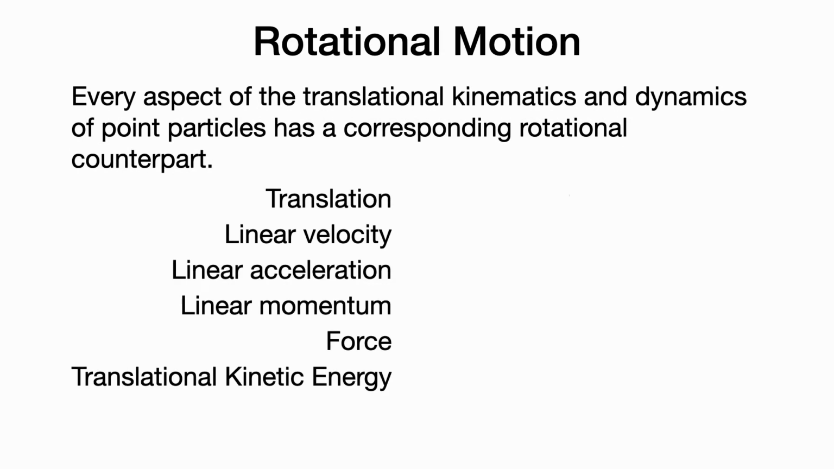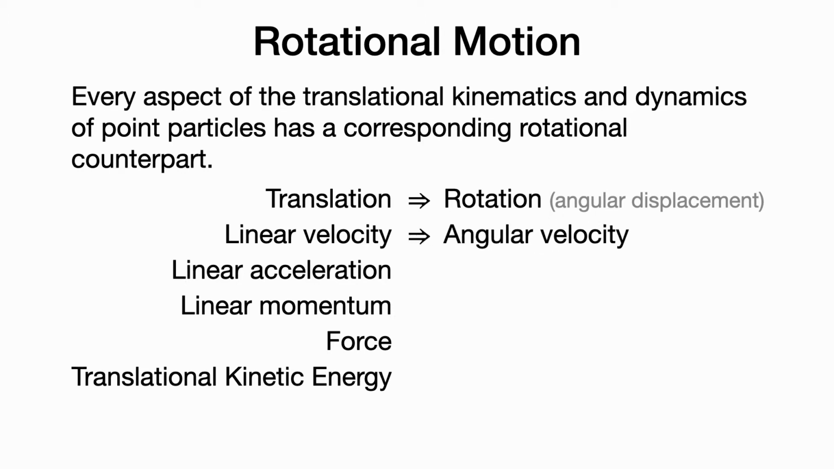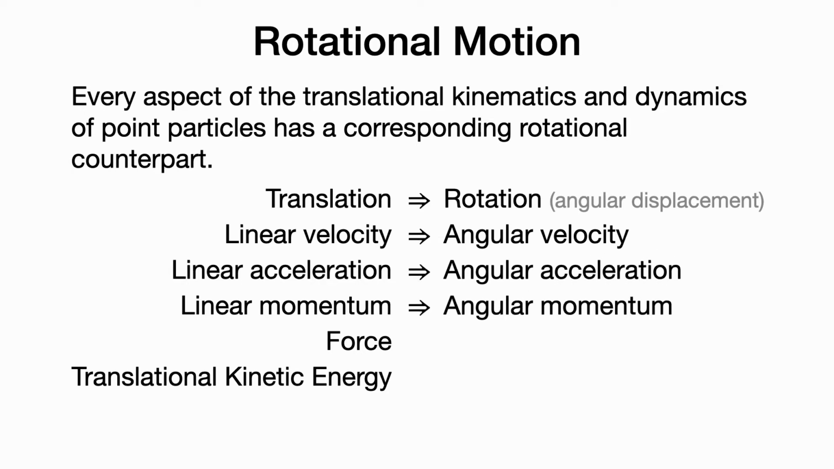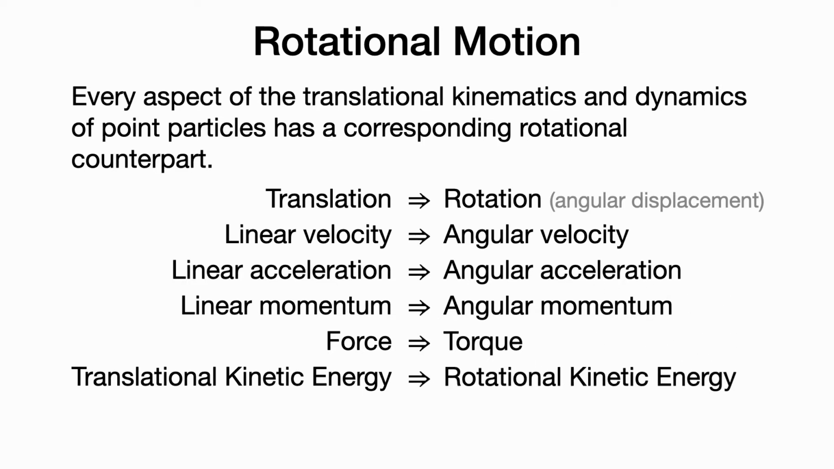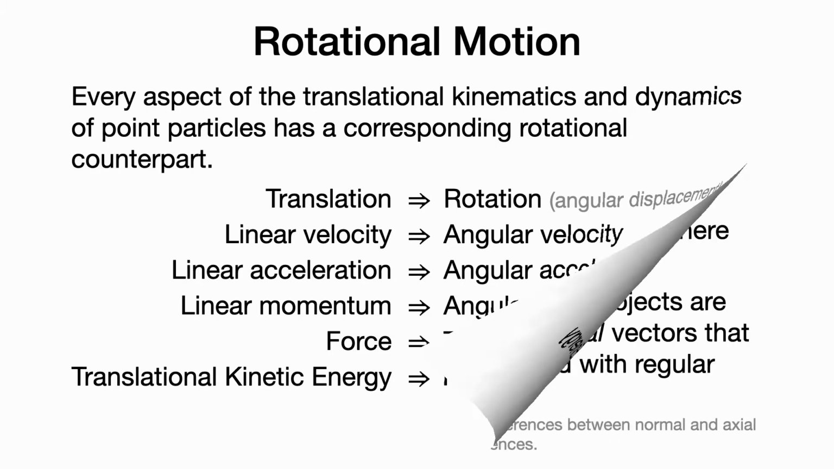Every aspect of the translational kinematics and dynamics of point particles has a corresponding rotational counterpart. For example, translational motion is replaced by rotation. Linear velocity becomes angular velocity. Linear acceleration becomes angular acceleration. Linear momentum becomes angular momentum. Force becomes torque. And translational kinetic energy becomes rotational kinetic energy.